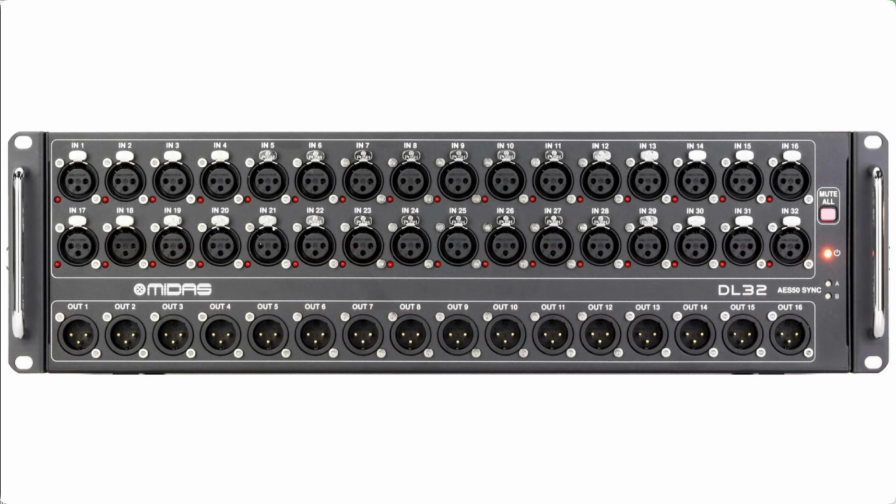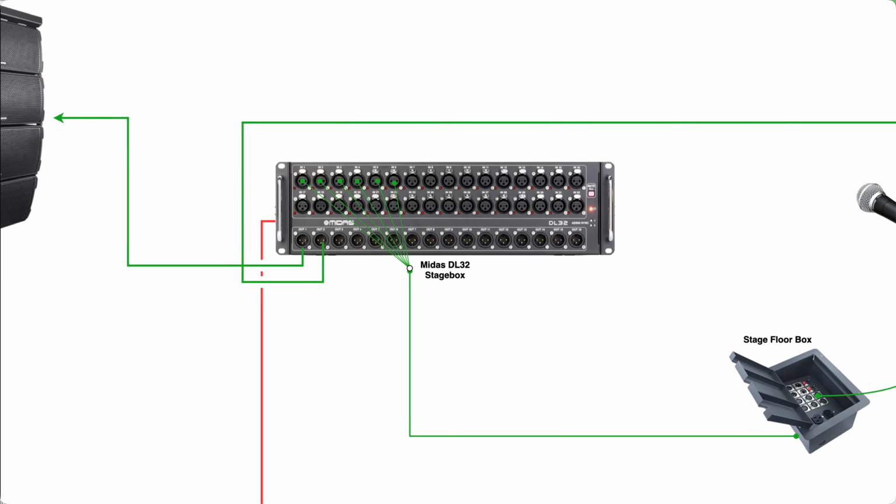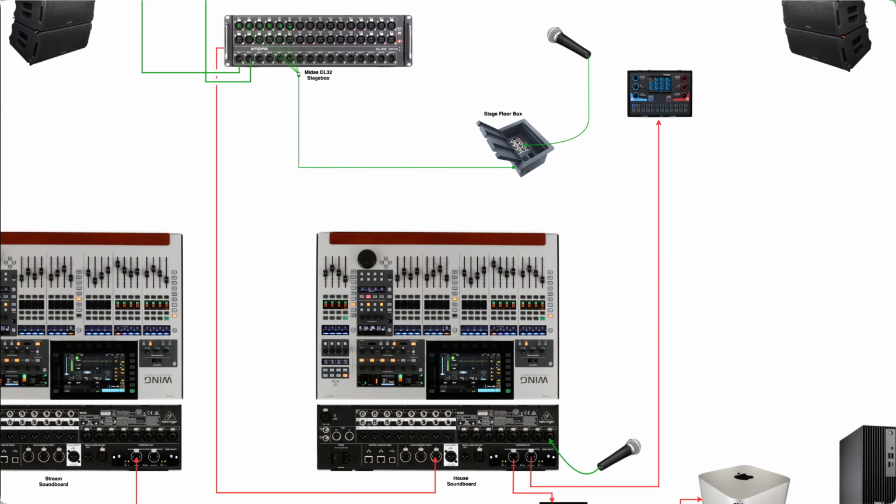This piece of equipment is called a digital stage box, specifically the Midas DL32. As you can see from the image, it has 32 inputs and 16 outputs. This is one of the pieces of equipment that gives us so much flexibility in our system. This digital stage box lives on the stage tucked away and connects over a single Ethernet wire back to the soundboard. You can see that Ethernet wire symbolized here in red.